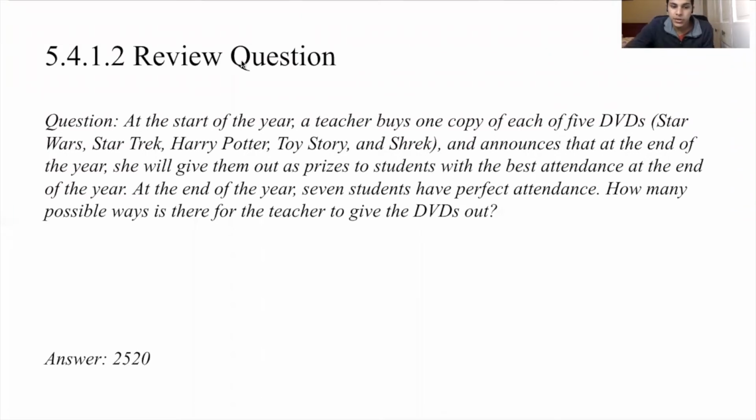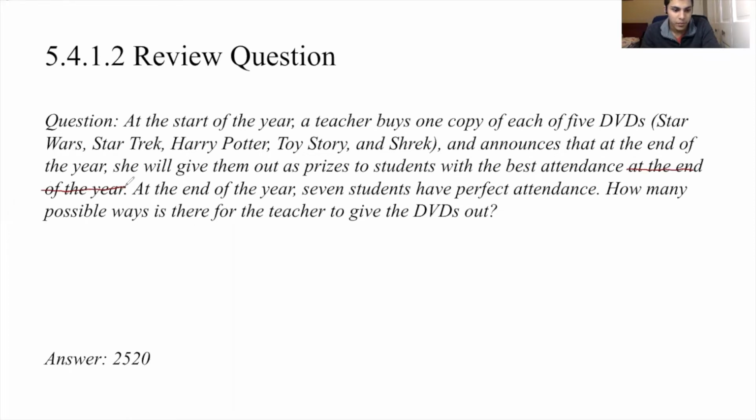It says, at the start of the year, a teacher buys 1 copy of each of 5 DVDs: Star Wars, Star Trek, Harry Potter, Toy Story, and Shrek, and announces that at the end of the year, she will give them out as prizes to students with the best attendance. At the end of the year, 7 students have perfect attendance. How many possible ways is there for the teacher to give the DVDs out? And I realize that it says at the end of the year many times, so I'll just cross it out here.